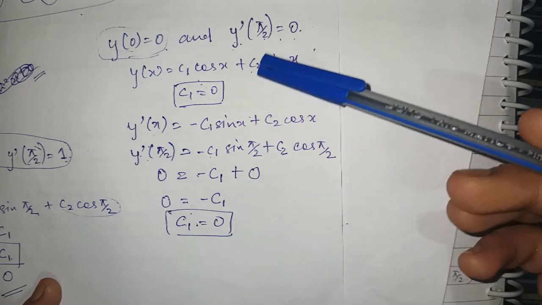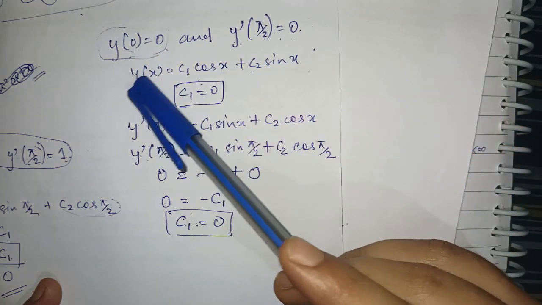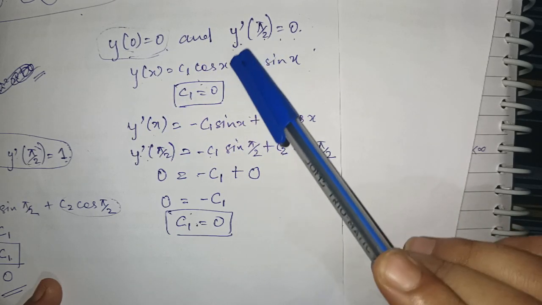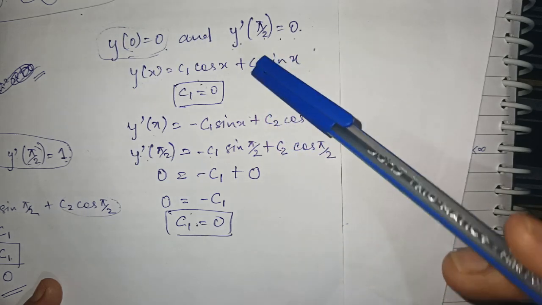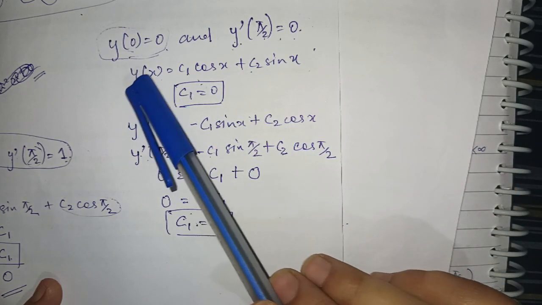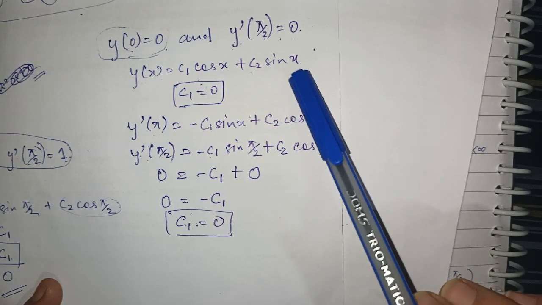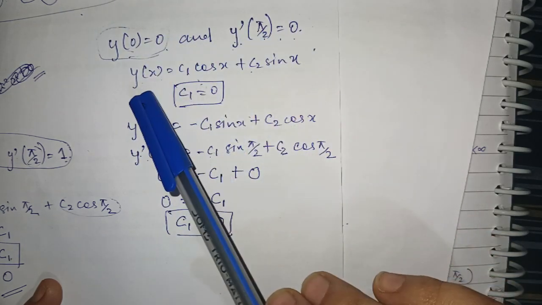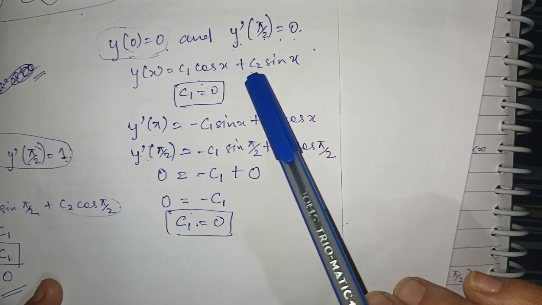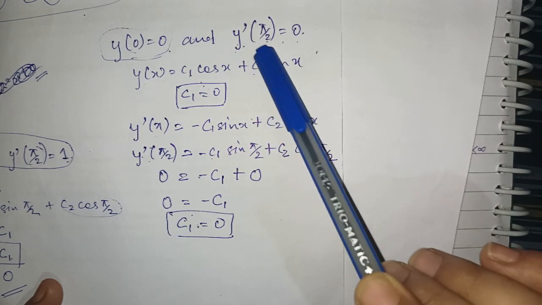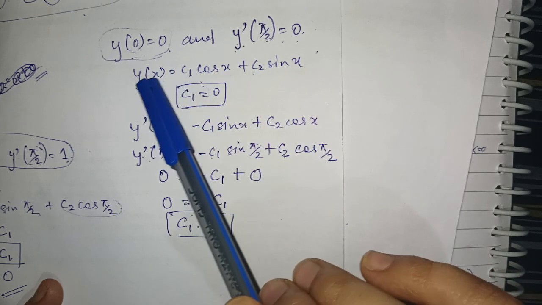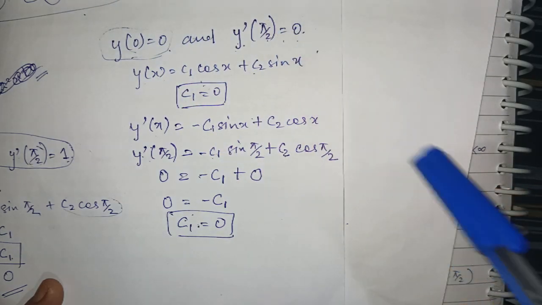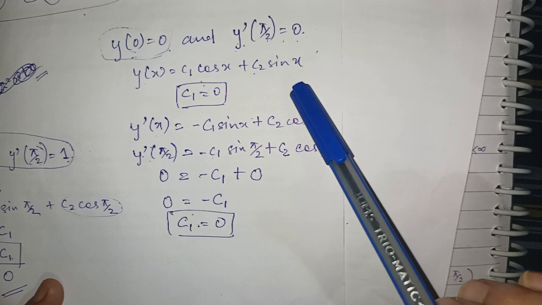And if c2 can take any value, that means our y will change, because y depends on this arbitrary constant, right? If this constant can take infinitely many values, then y will also have infinitely many values. So in place of c2 we can take infinitely many values. That means we'll have infinitely many solutions when we use these boundary conditions to solve that differential equation.